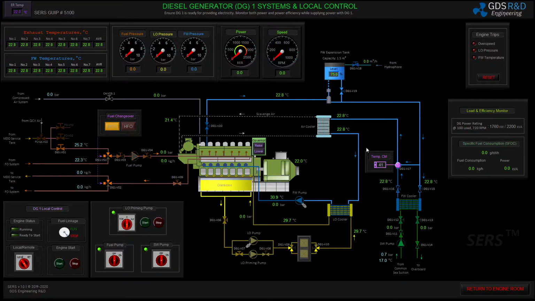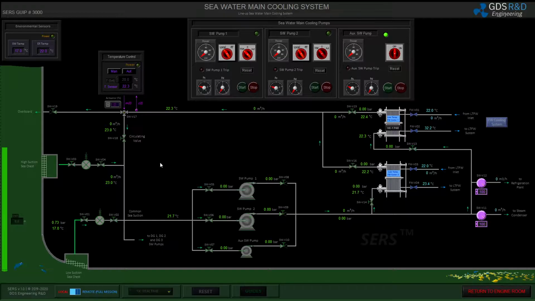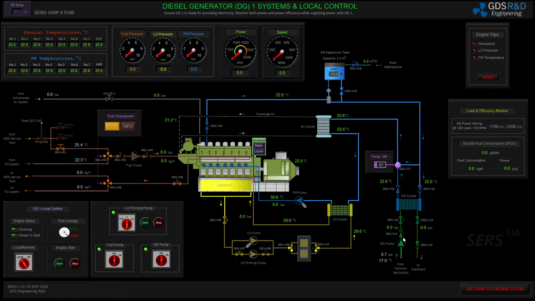This freshwater cooling system is cooled by seawater system. I will supply seawater to my diesel generator systems. I'm now opening the sea chest and now I can supply seawater. I will switch back to diesel generator, open the discharge valve of my seawater pump, inlet and outlet valves of the freshwater cooling and overboard valve. I'm going to start my seawater pump. My gauge reads 2.1 bar of seawater pressure.